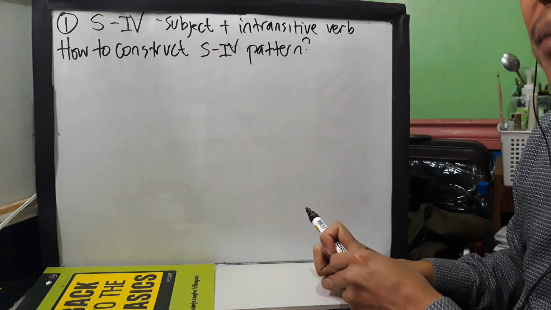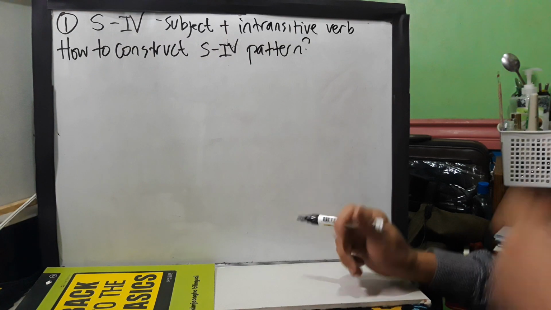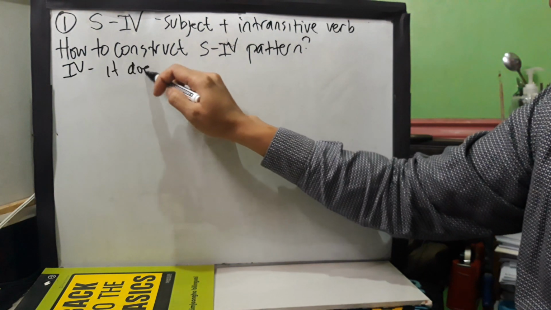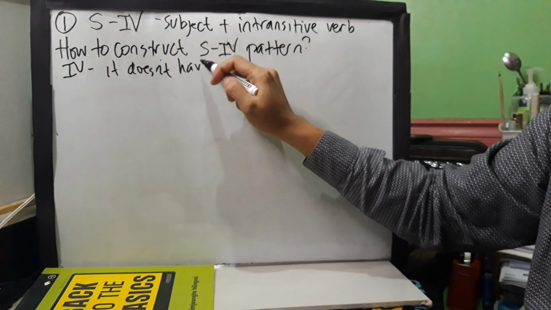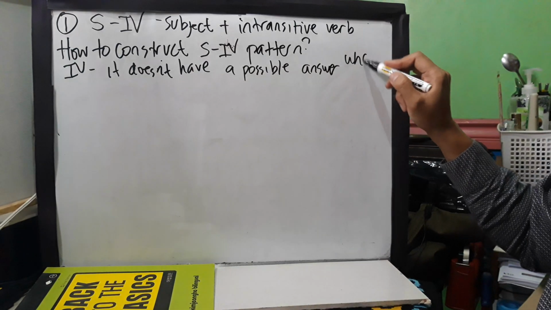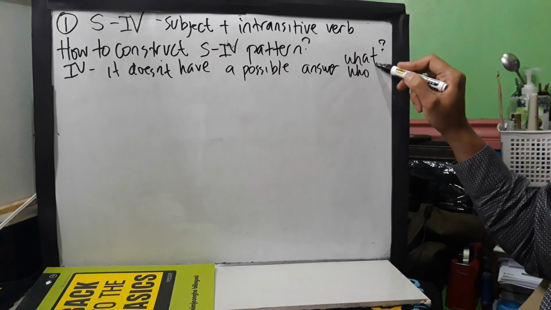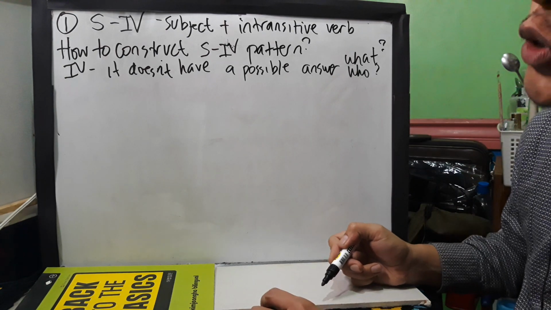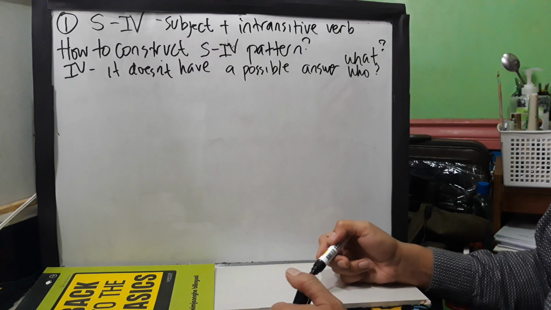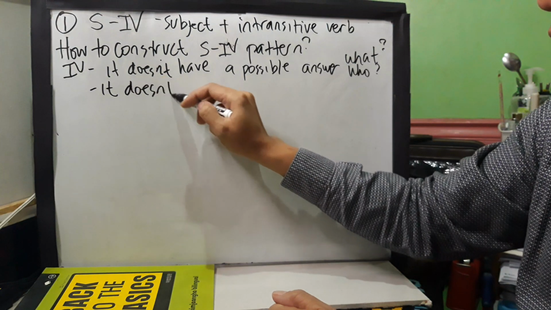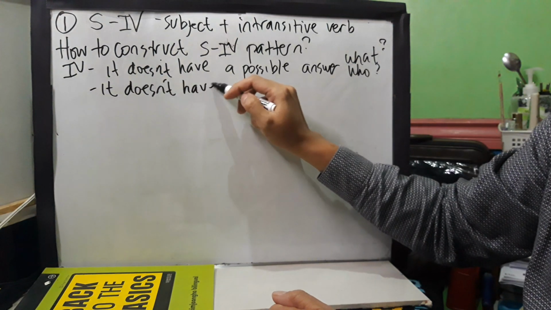If you could remember, we studied in part 2 of this video that your intransitive verb doesn't have a possible answer to the questions what and who. Therefore, just remember, guys, your intransitive verb doesn't have an object.